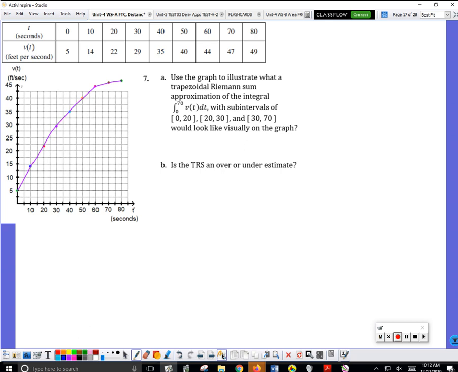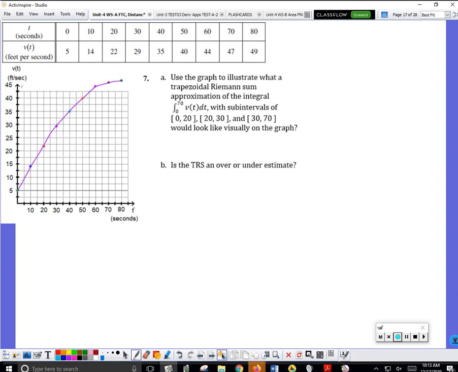It says use a graph to illustrate what a trapezoidal Riemann sum approximation of that integral with subintervals shown would look like. So a couple of new things here. One, instead of saying use subintervals of equal length, they are switching it up and they're just telling you the subintervals. They do that on the AP test.